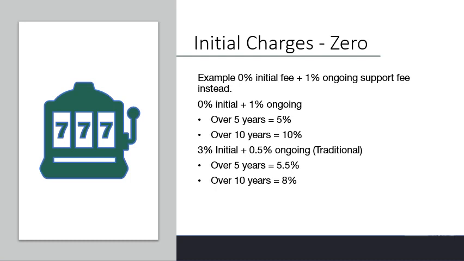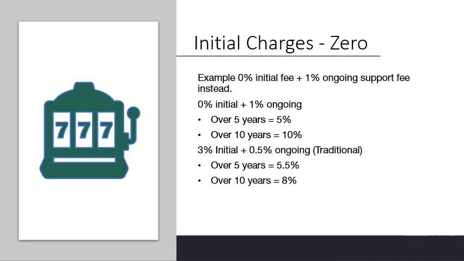If for a minute or two we ignore the growth in the marketplace and we look purely at the fees, the percentages that you would charge. An example of 0% initial fee plus 1% ongoing support fee instead, in other words, loading everything onto the ongoing support fee, that would mean over a typical 5 years, the advisor has collected 5%. Of course it does. 5 years, 1% ongoing, I'm collecting 5%. Over 10 years, it's 10%.